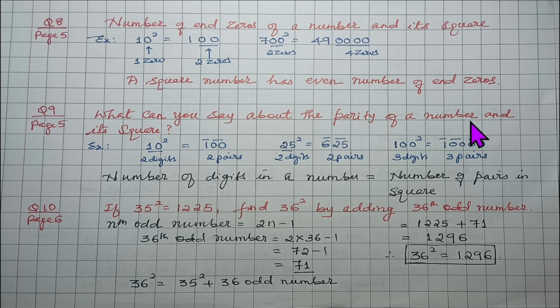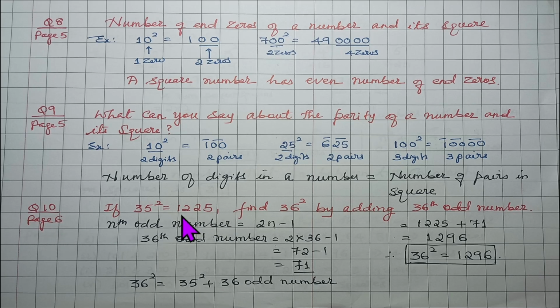Now question number 9, page 5. What can you say about the parity of a number and its square? If you take a number of 2 digits, then its square will have 2 pairs. One pair, there is 0 forms 1 pair and 1 forms 1 pair. So if there are 2 digits, the square will have 2 pairs. If there are 3 digits, then the square will have 3 pairs. So number of digits, number of pairs. How many digits? Those many pairs. So remember that.